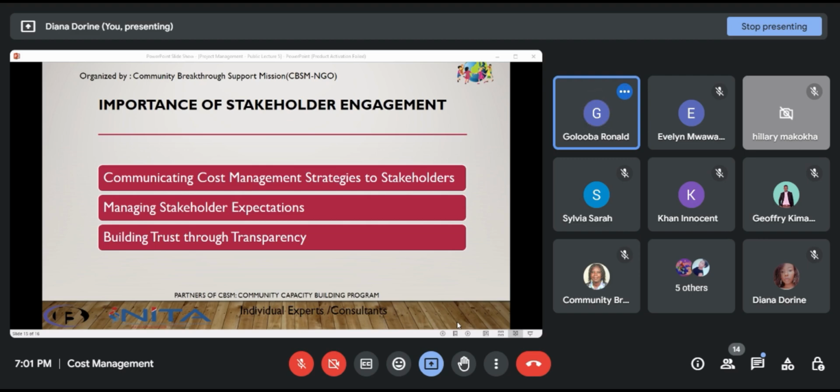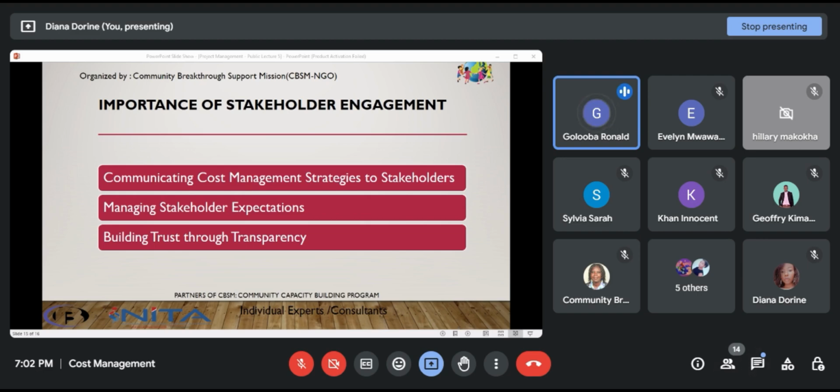And of course, with engagement of stakeholders, you are also able to allocate resources and prioritize them. Of course, different stakeholders have different preferences, and once you align them with the costs of the project, then you are able to come up with proper cost estimations, budget, and cost controls.